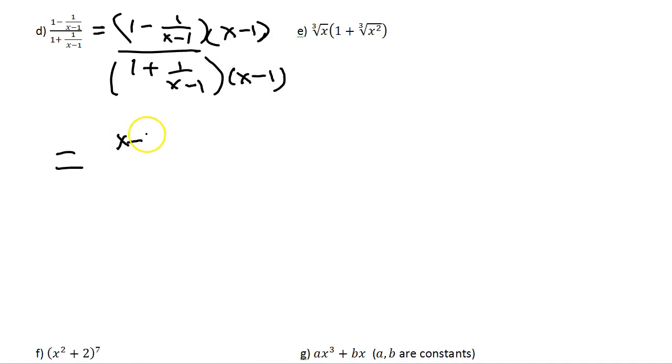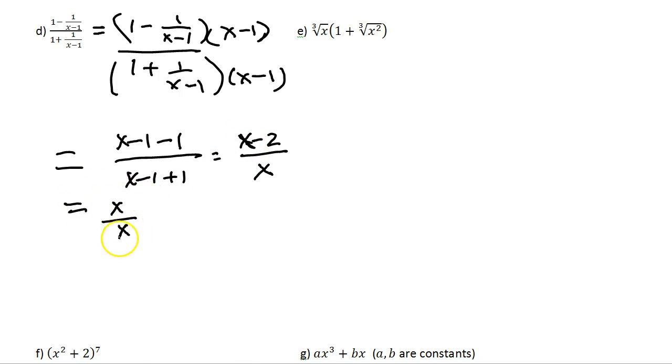And that gives you x minus 1 minus 1. And this is x minus 1 plus 1. So it's x minus 2 over x. Alright. And it's a lot easier to differentiate this. Okay. Now, even better, you can write this as x over x minus 2 over x. X over x is 1, and 1 over x is x to the negative 1 power, right? So if you write it in this way, then you don't even have to use the quotient rule to differentiate.